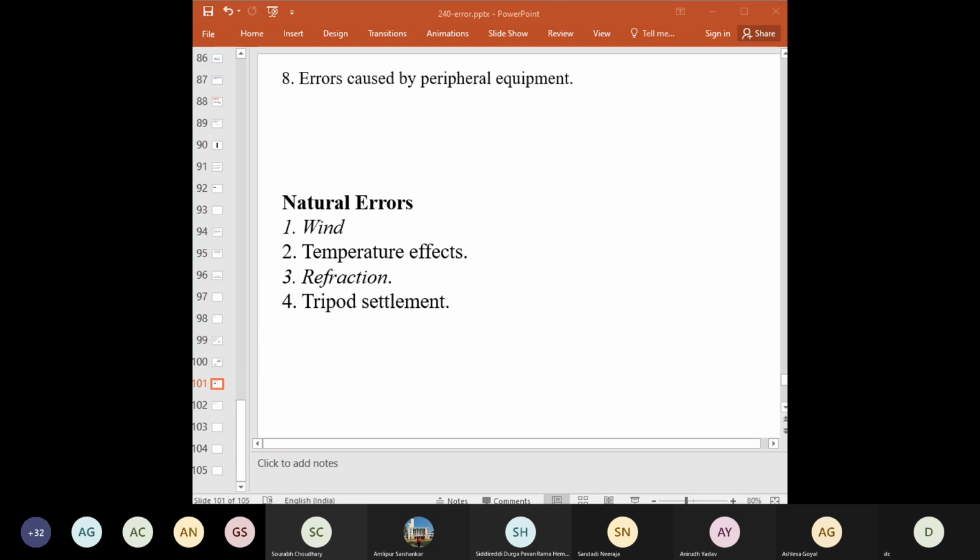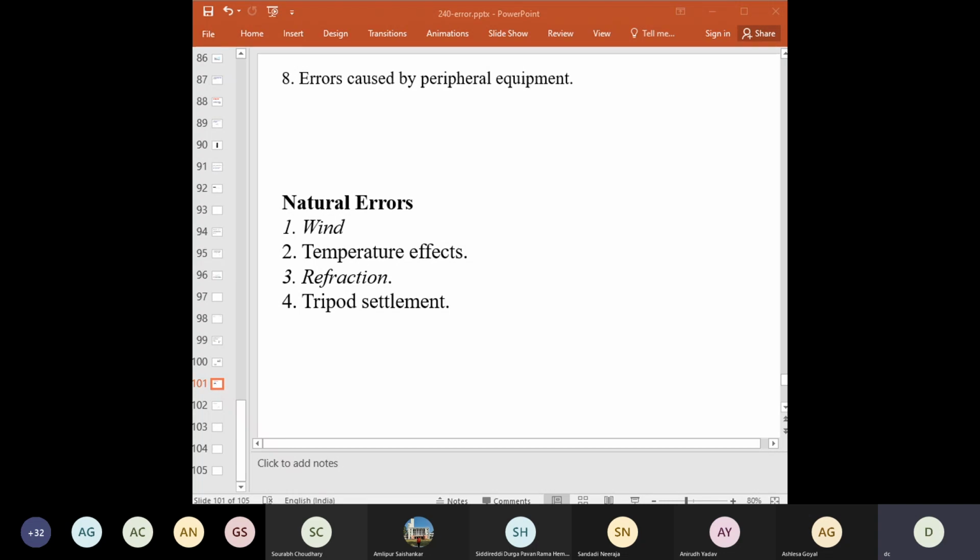Stepping near a tripod leg or touching one of the tripod legs while looking through the telescope will also have an effect on generating error in positioning the bubble and the crosswire along the line of sight, keeping the perpendicularity with the vertical axis and parallelity with the horizontal axis.